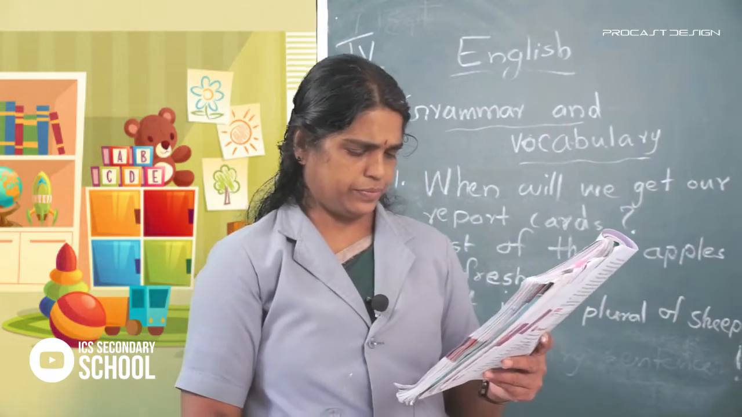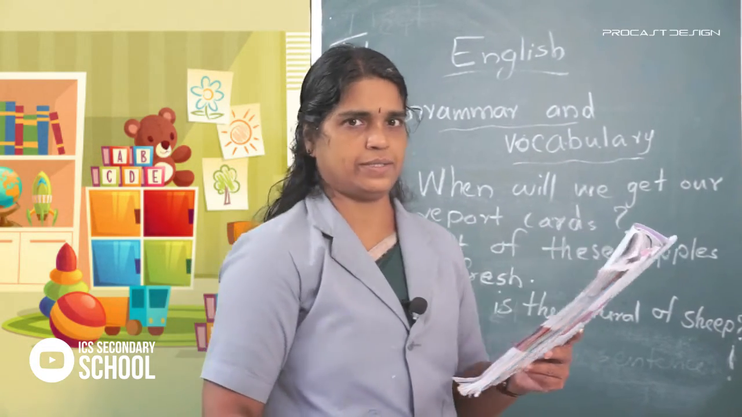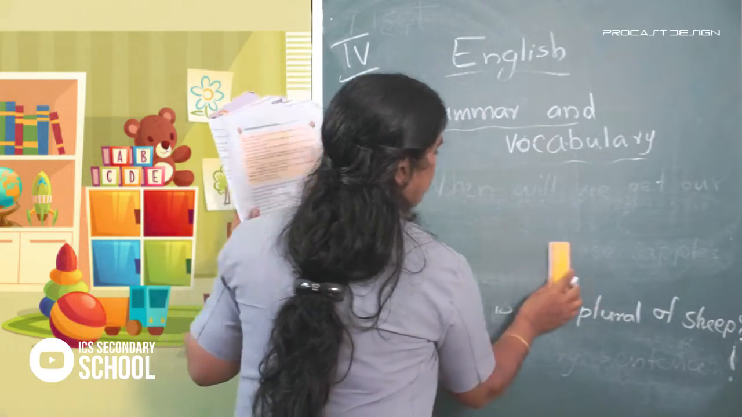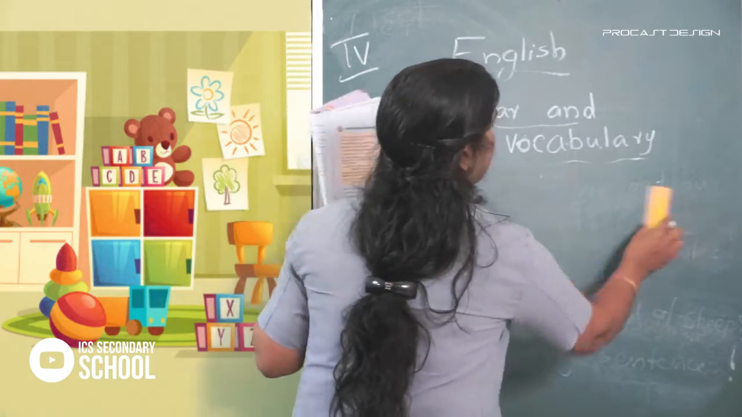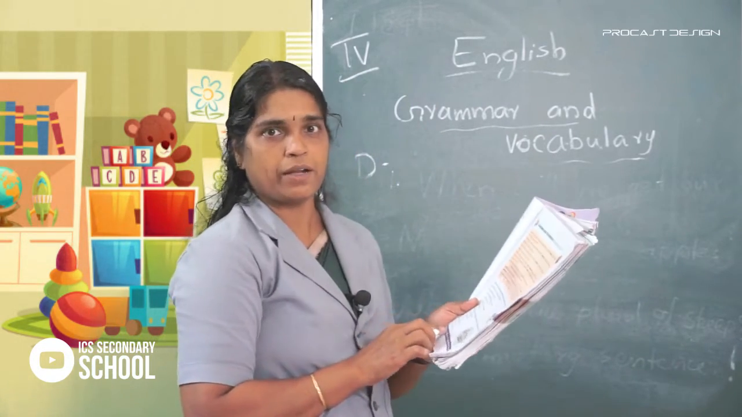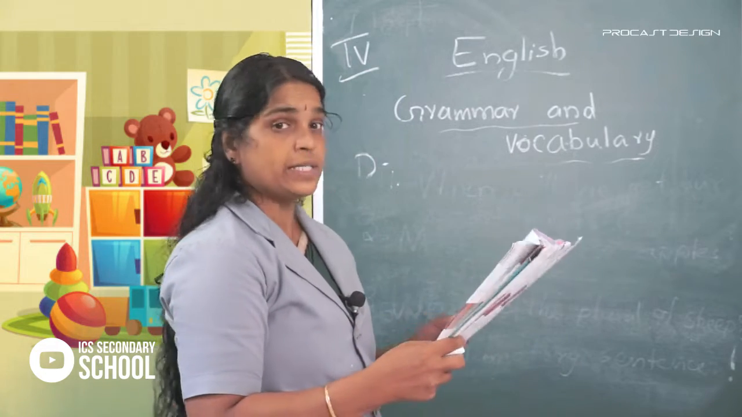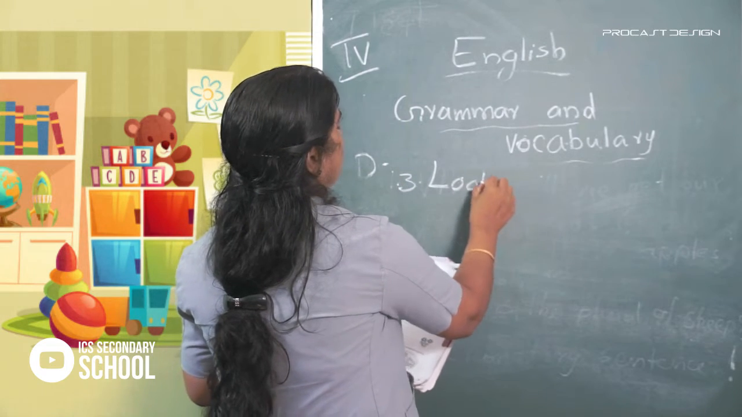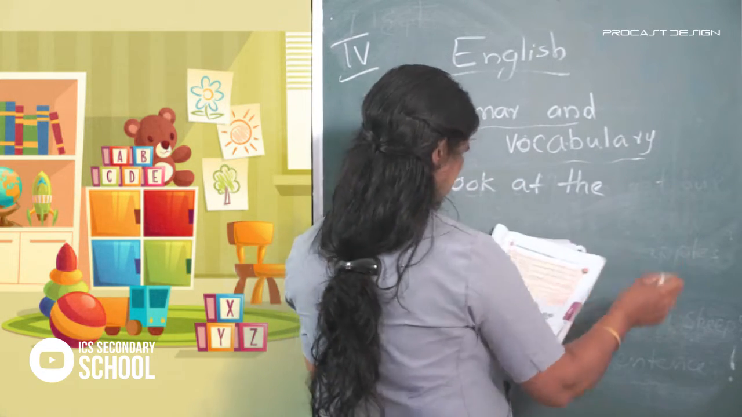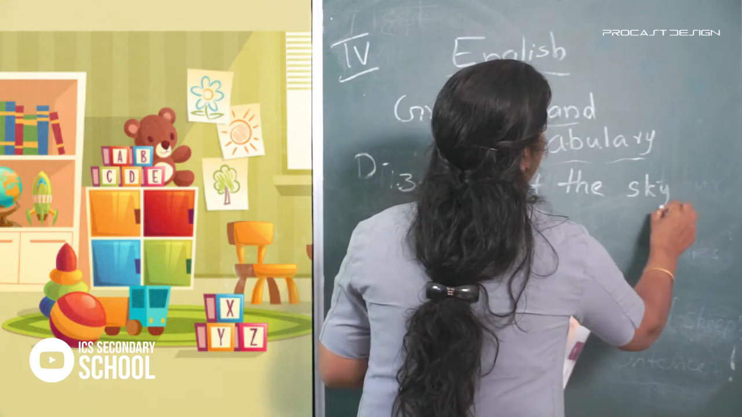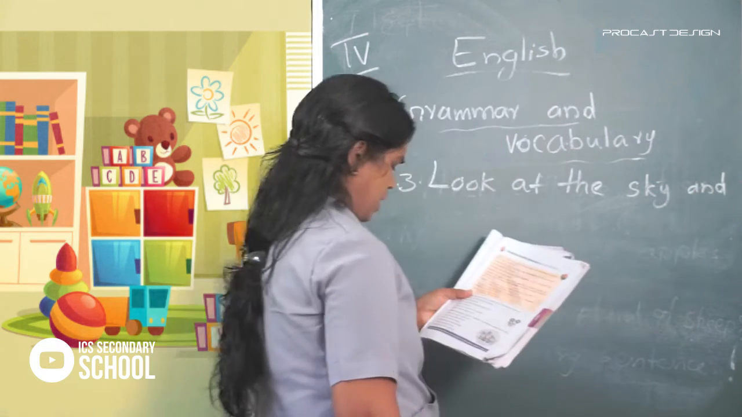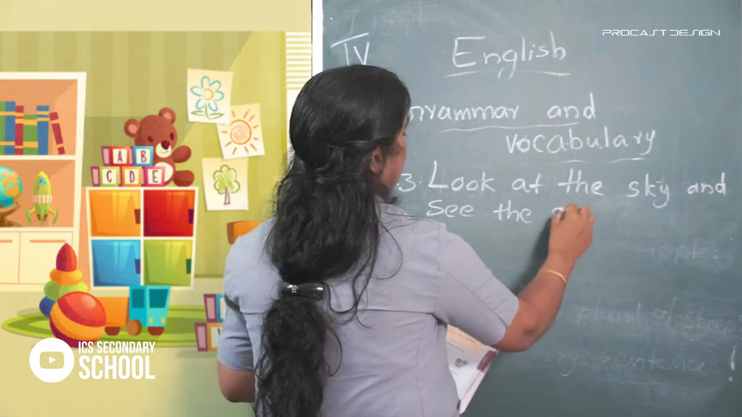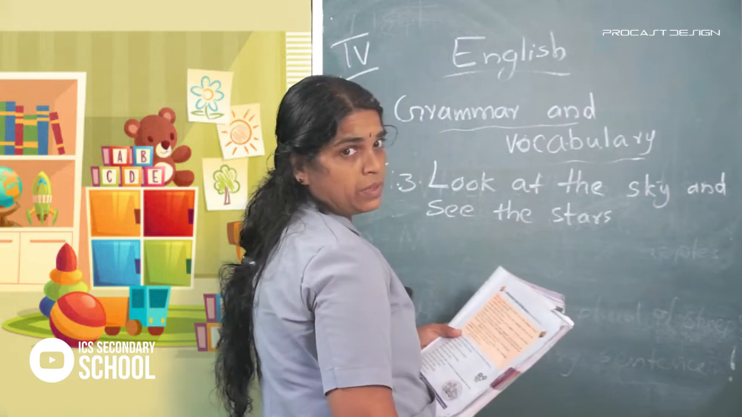Okay. Next. Look at the sky and see the stars. Then L is in small letter. What do we want to do? We should write it in capital letter. Okay. Look at the sky and see the stars. Okay. Which mark can we add here? Question mark? No, full stop.